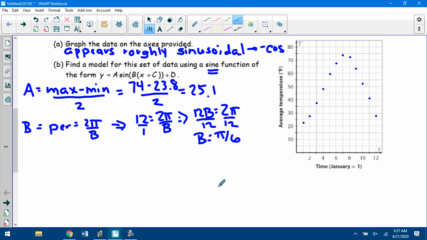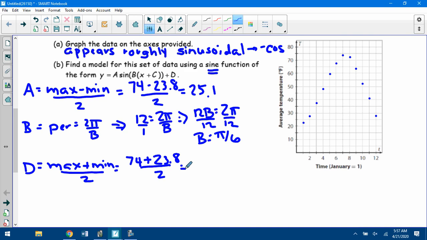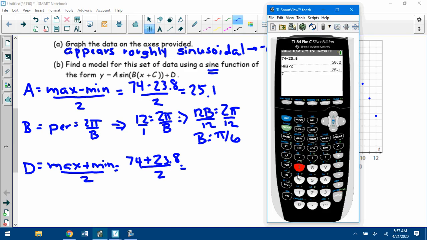Okay, we'll come back to C in a second because that's the new part today. But yesterday we could have found that midline, D, by doing max plus min divided by 2. So we already said the max was 74. This time plus the min of 23.8 divided by 2. And I end up with 74 plus 23.8 divided by 2, 48.9.